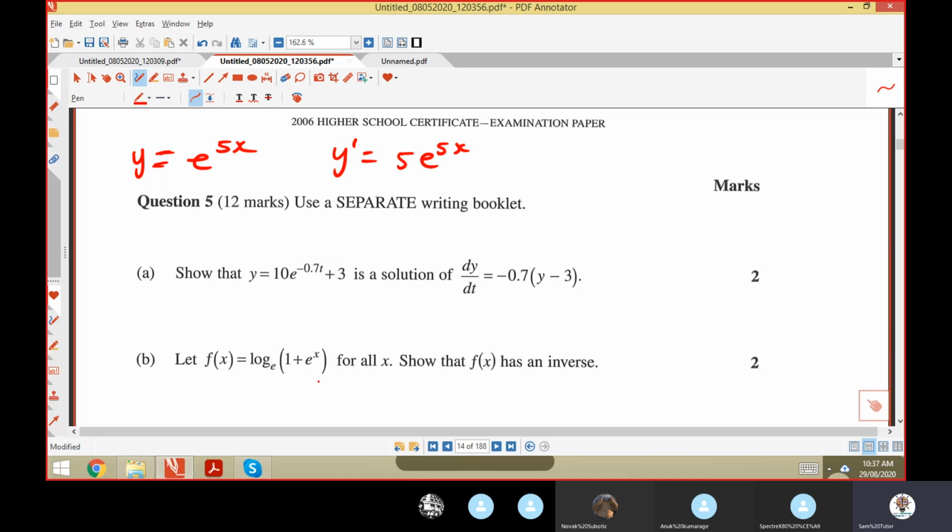Anybody at home able to get it out? Okay, can someone tell me what they got for y dash? Let's check out y dash. What do you guys have? Anyone? Mine is 0.7 times 10 e to the power minus 0.7. Yeah, I like it. Mine is 0.7 times 10 e to the power of negative 0.7t. This simplifies to negative... Oh, why would you simplify it? Because you know what you're trying to prove.